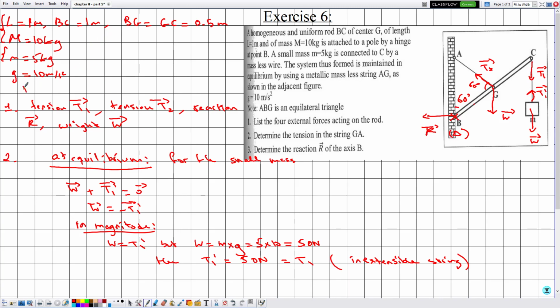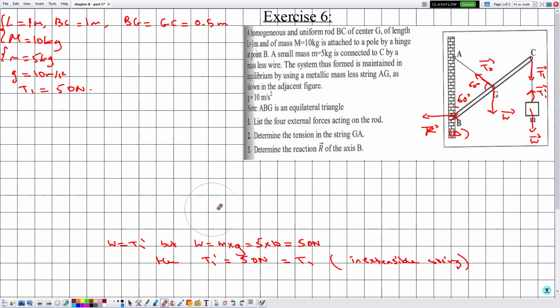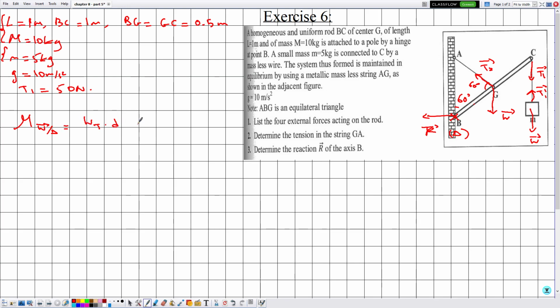So we have that T1 is equal to 50 newtons. Now let's proceed with the sum of moments. Then in order to calculate the sum of moments, we need to calculate the moment of each force acting on the beam. Then the moment of the weight around delta is equal to the tangential component multiplied by the distance.